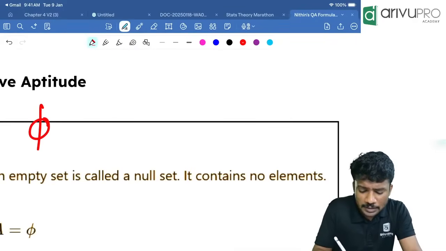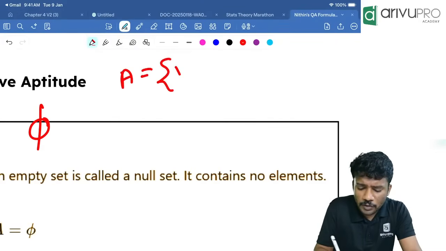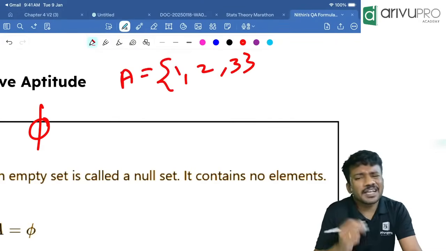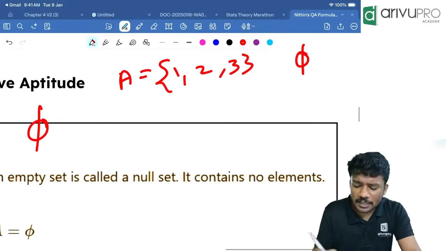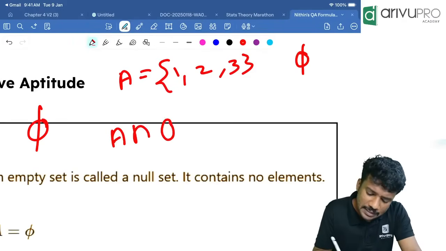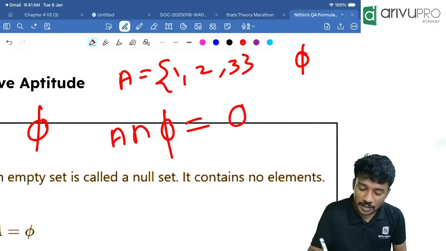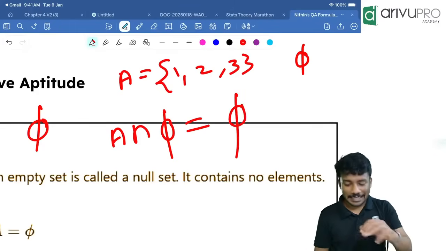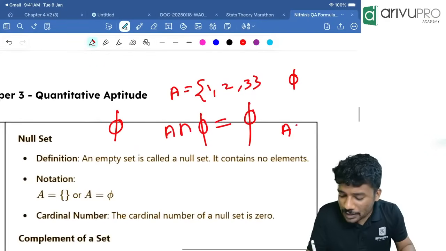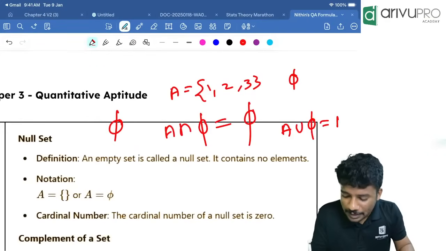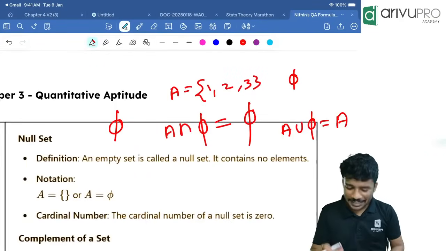Now my question: set A is equal to the set of 1, 2, 3. Okay, let it be like that. Then phi is the null set. What is A intersection phi? That means A intersection null set is how much? It will always be the null set itself. Then A union null set will be what? Set A itself, because it is a null set.